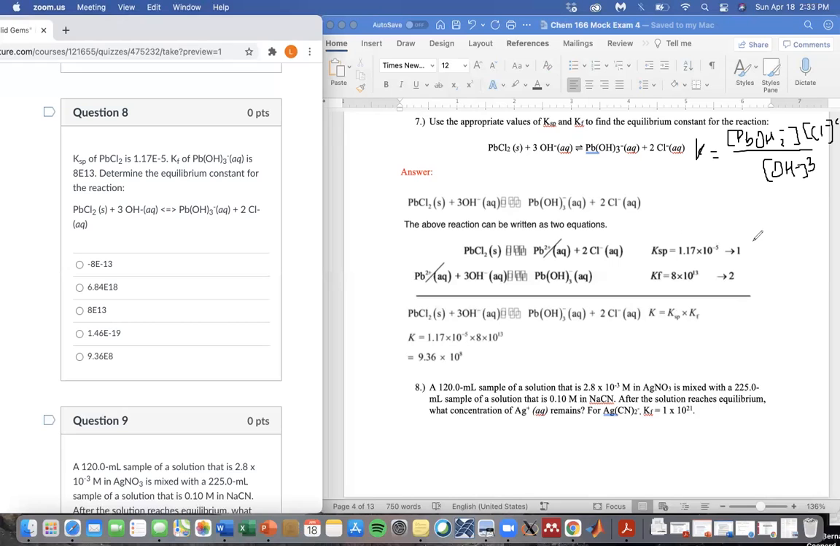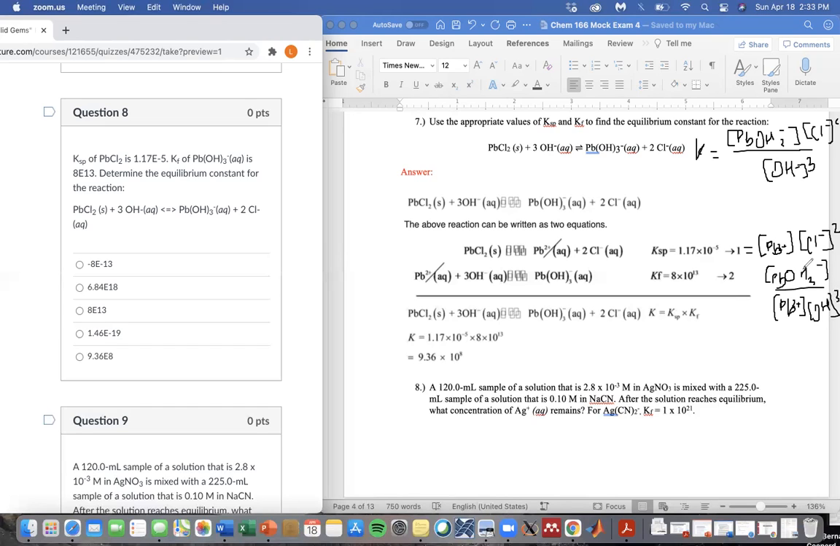But for your Ksp value, it would be Ksp equals Pb2 plus times Cl minus squared. And then for your Kf, it would be the product over reactants, so it'll be your Pb(OH)3 minus over your Pb2 plus and your OH minus cubed.